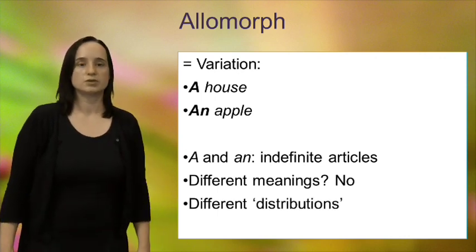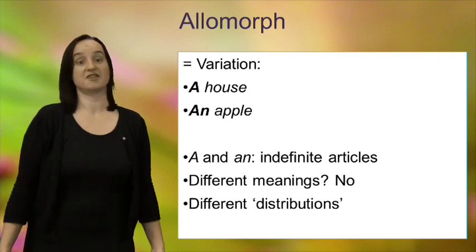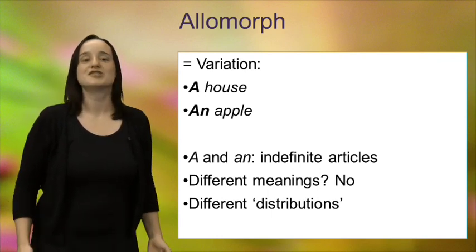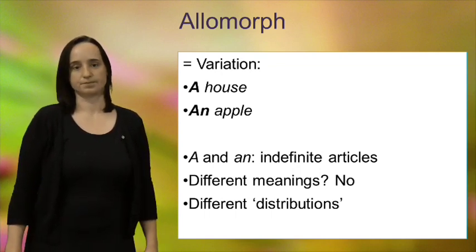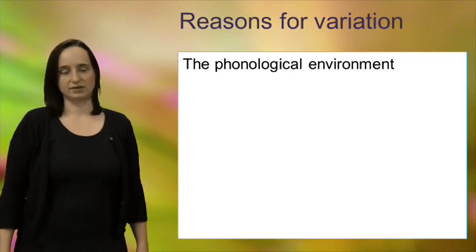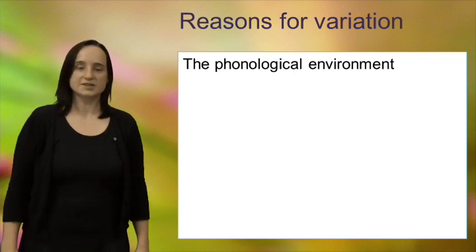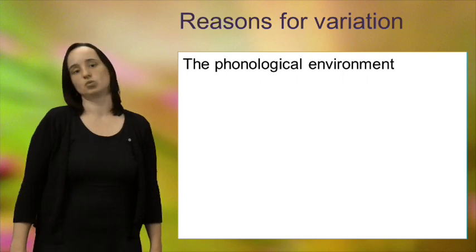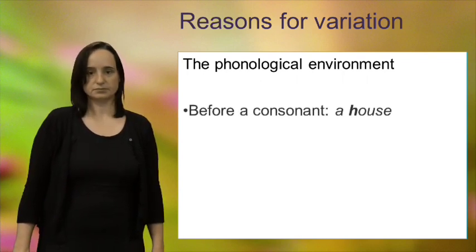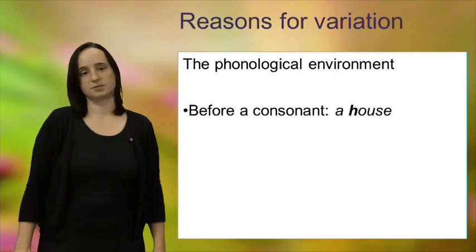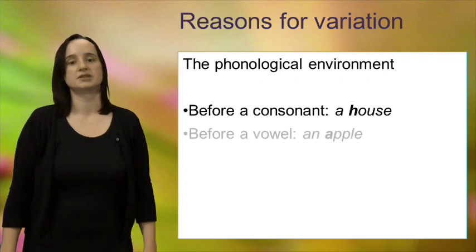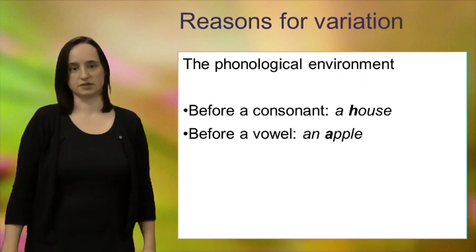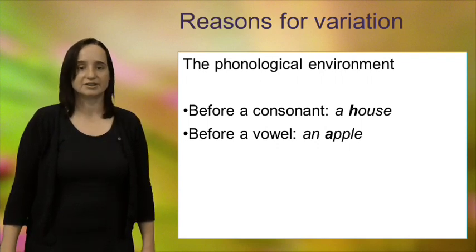What's different between them is that a appears without an n, and that they have different distributions. So they look different because of the place where they appear, and this has to do with the sounds around them. The reasons for why they look different have to do with the phonological environment. Now, when a appears before a consonant, the form is a, whereas when this indefinite article appears before a word that starts in a vowel, the form is an. So a house, an apple.